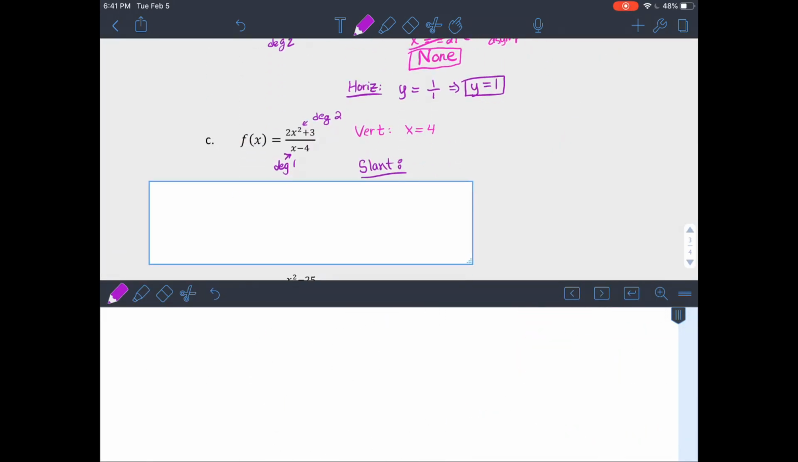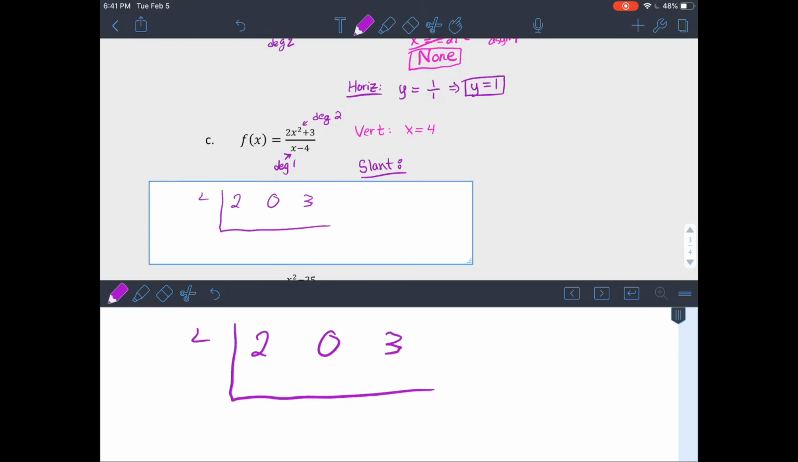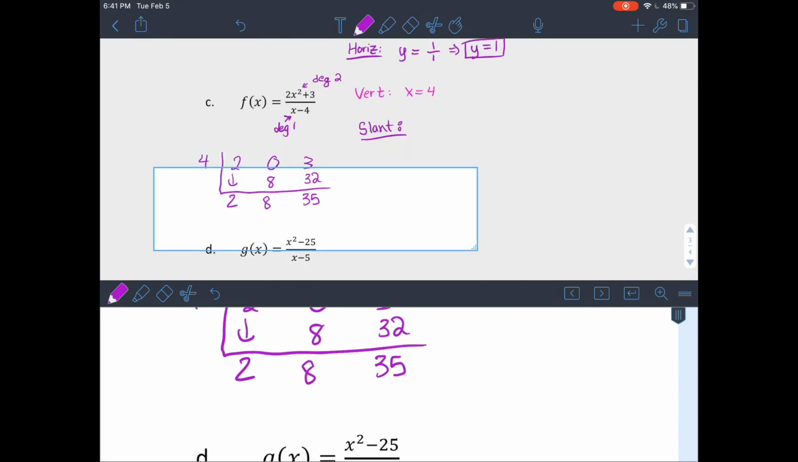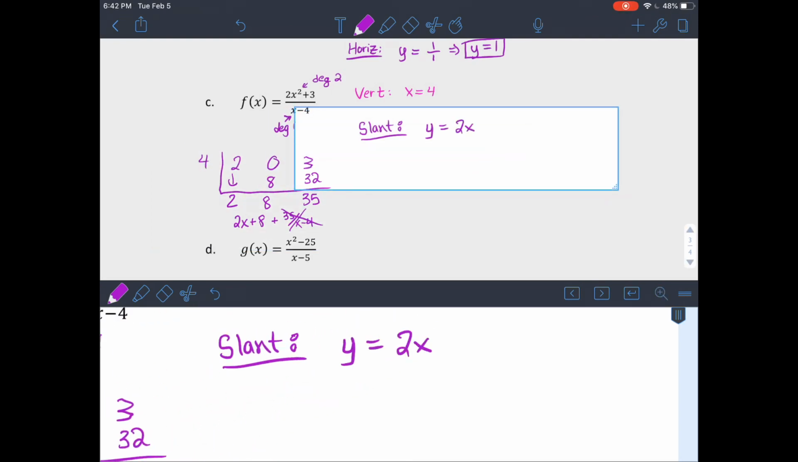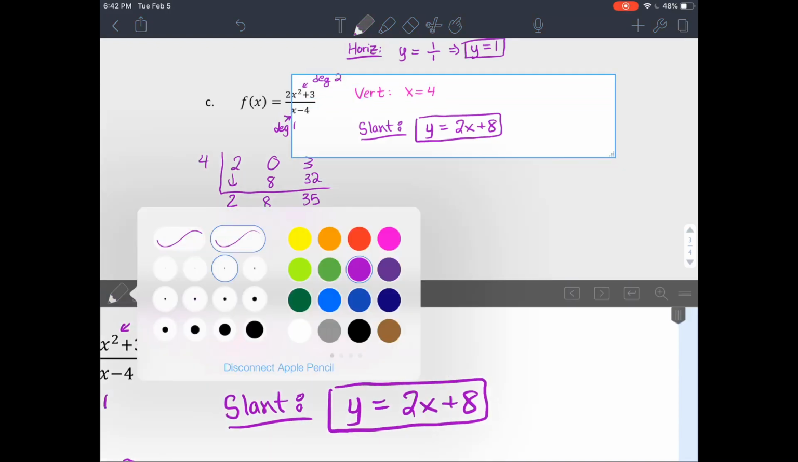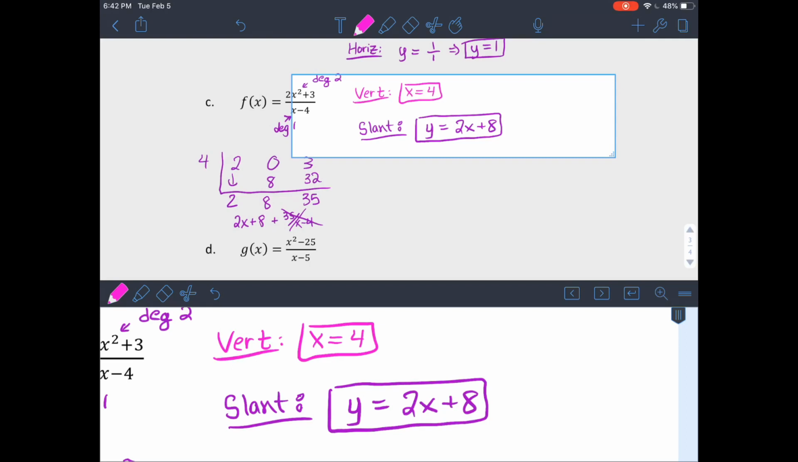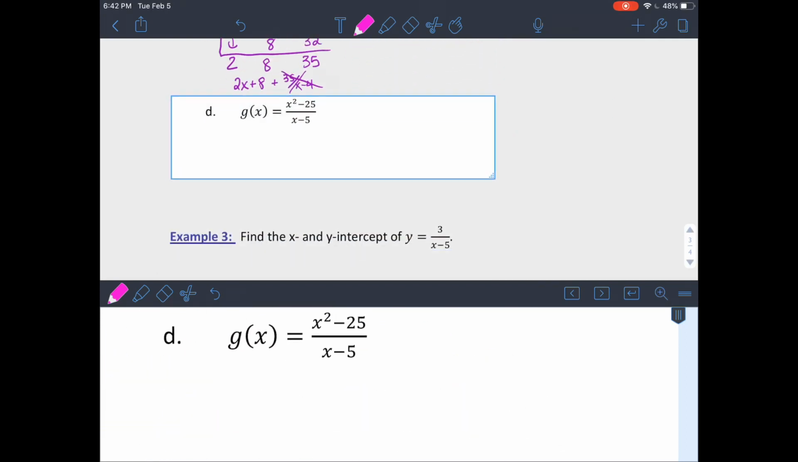So let's do some synthetic division. Oops, don't eat my x. Don't forget to put in your 0. So if I run through my division here, 2, 8, 35, I end up with 2x plus 8, and then a remainder of 35. But the remainder doesn't matter for my equation of my asymptote. My slant asymptote is just y equals 2x plus 8. So no horizontal asymptote on that one, just a slant asymptote.